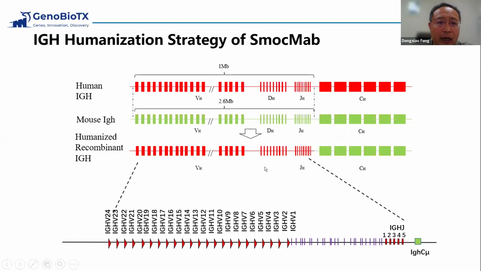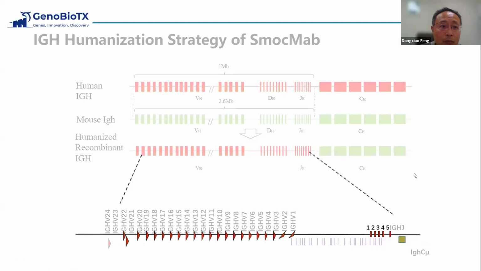This is our strategy for humanizing the heavy chain of the human antibody in the mouse. We select 24 VH genes, the most frequently used VH fragments in human, and include all the D region and the J region, and replace the mouse endogenous VH, D, and J region in the mouse ES cells and keep the mouse constant region. This is the strategy we use for heavy chain humanization.